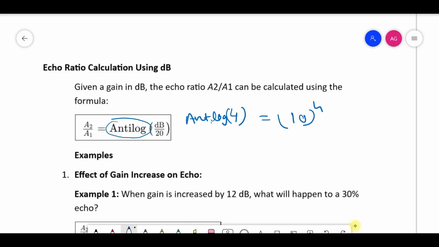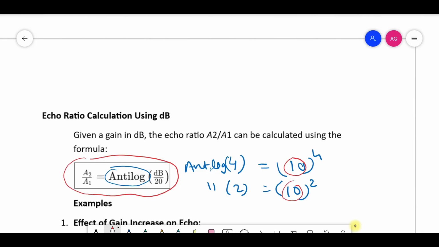Then you will have to do it like 10^4, right? Similarly, if you have to do antilog of 2, suppose, what will you get? Then you will have to do it like this, okay? Antilog works like this. So why do you have to take only 10 here? I have to take 10 for this because the base of our log was 10. I told you that earlier also, right? So keep this in mind.